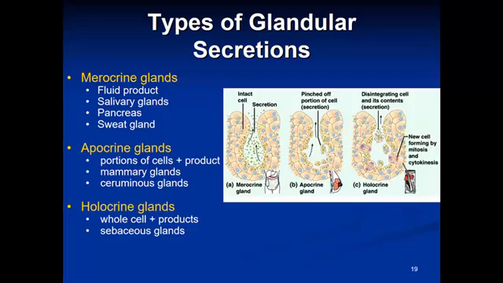Holocrine glands make a secretion, but the whole cell also is secreted as part of the secretion. An example of these are sebaceous glands, which are the ones that are associated with your hair follicles, and it makes your hair oily and waterproof, but they also are active during adolescence and they get infected, and that's what you get zits from.